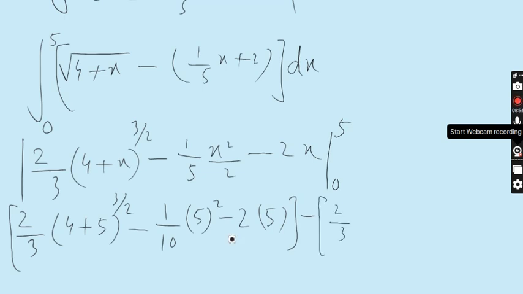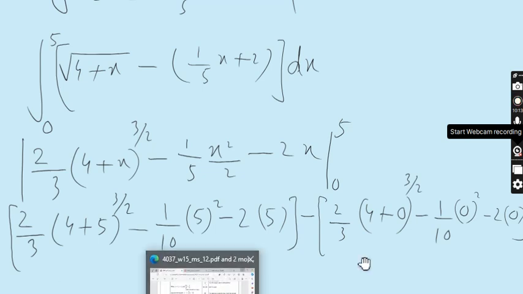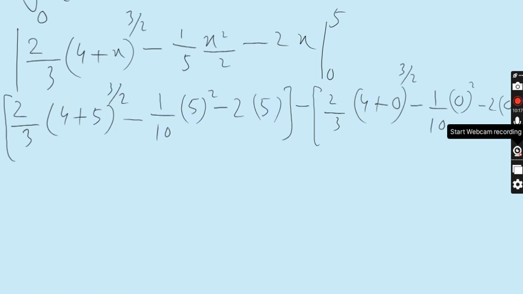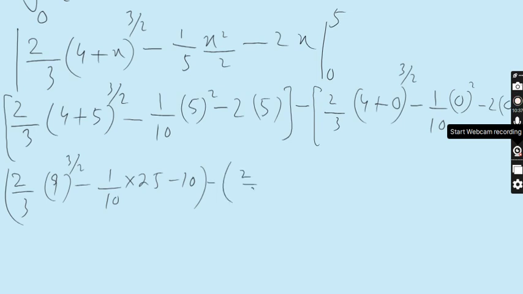Minus 2 upon 3, (4 plus x). This time x is 0 and the power is the same, 3 upon 2, minus 1 upon 5, 2 5s are 10, x square, that is 0 square, minus 2 into x, x is 0. Simplify it carefully. 2 upon 3, 4 plus 5 is 9, 3 upon 2, negative 1 upon 10, 5 square is 25, 2 5s are 10, minus lower limit 2 upon 3, 4 plus 0 is 4, 3 upon 2, minus 1 upon 10 into 0 square is 0, minus 2 into 0 is 0.